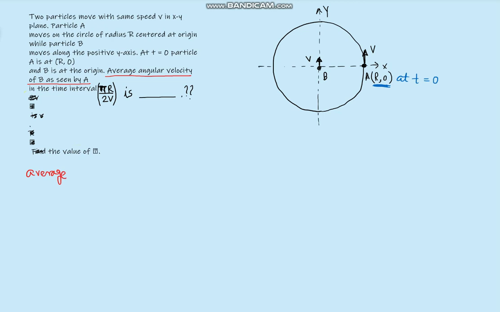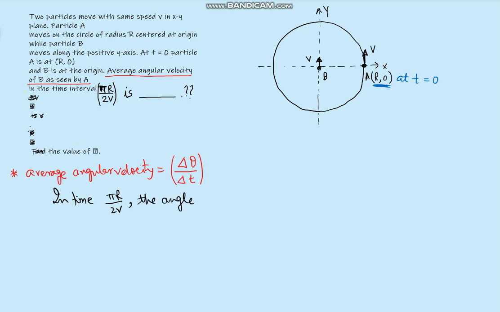Now, as per the definition, average angular velocity is the overall angle that has elapsed divided by the time. The average angular velocity is delta theta by delta t. The time they have given is pi r by 2v. Now in time pi r by 2v, what is the angle moved by A?